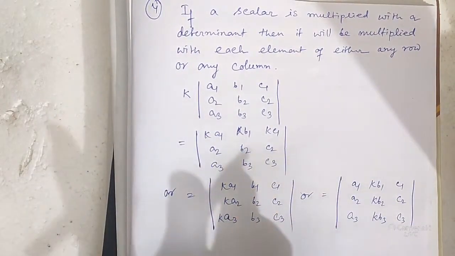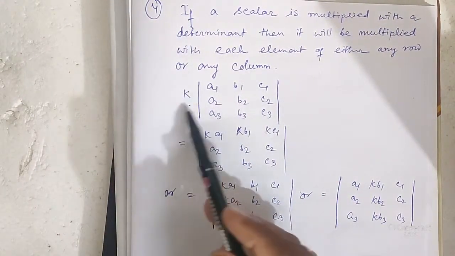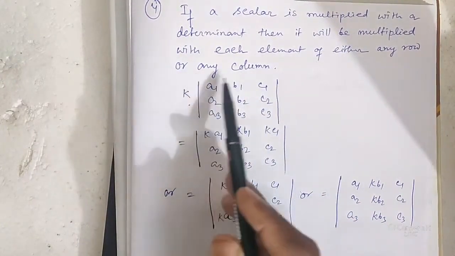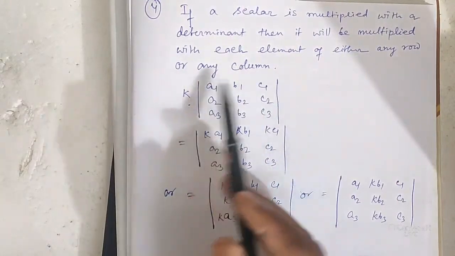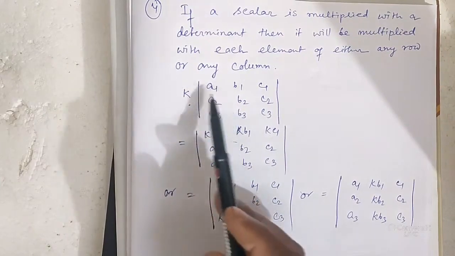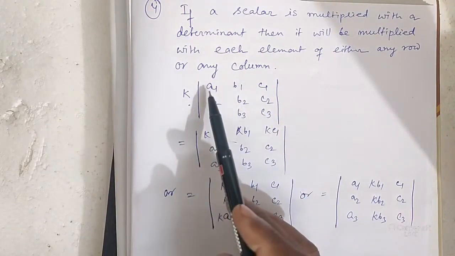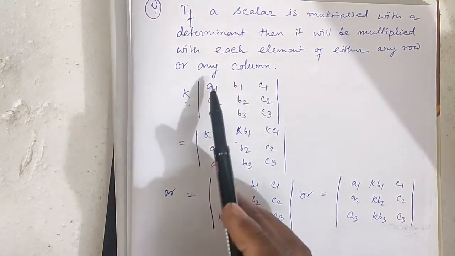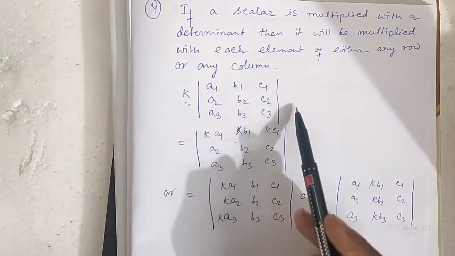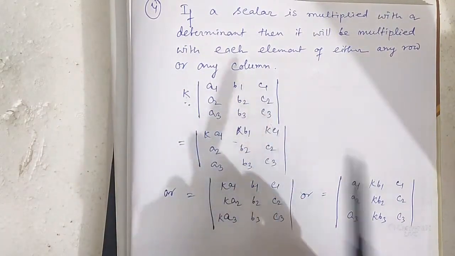This is the difference from matrix to determinant. What is the difference? In a matrix, we multiply the scalar with all the elements. But in a determinant, this scalar we have to multiply with any one row or any one column. If we choose the first row, then we multiply the scalar with each element of the first row. If we choose the second row, then we multiply with each element of the second row. Similarly, if we choose the third column, we multiply this scalar with each element of the third column.